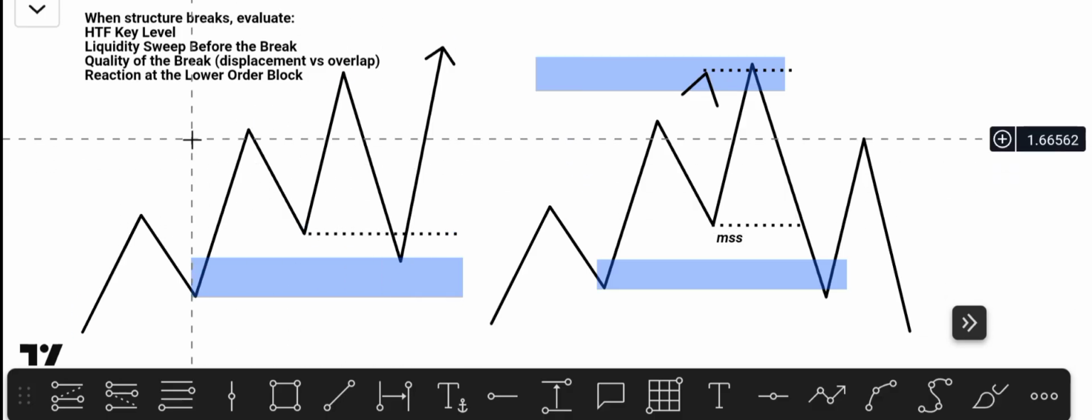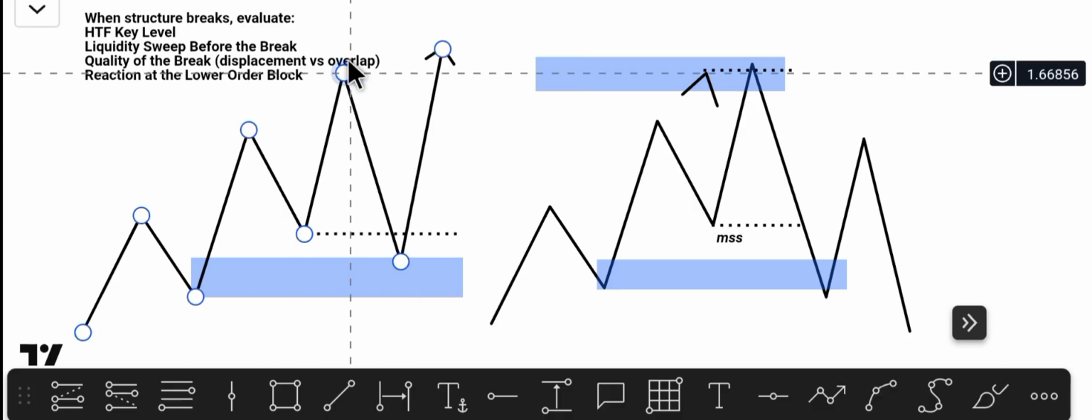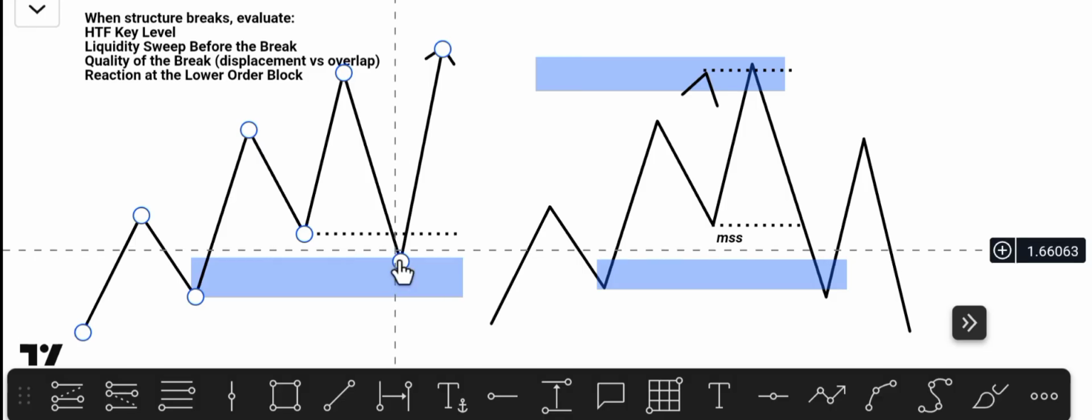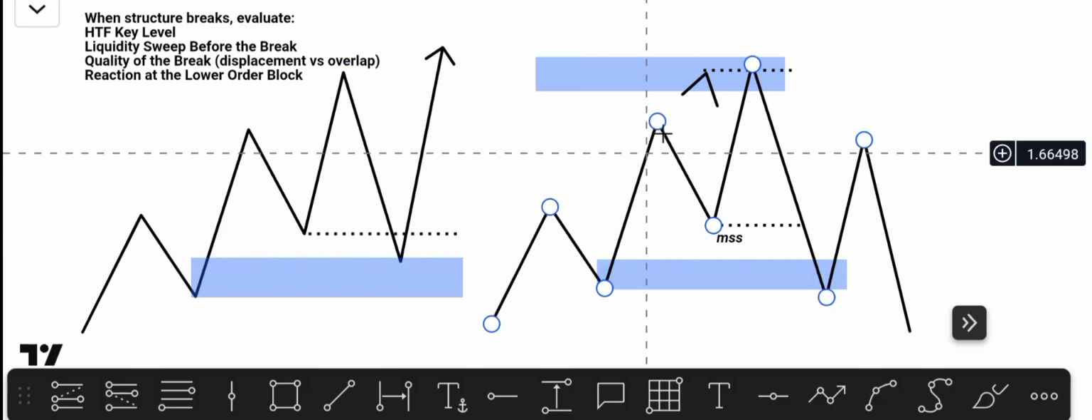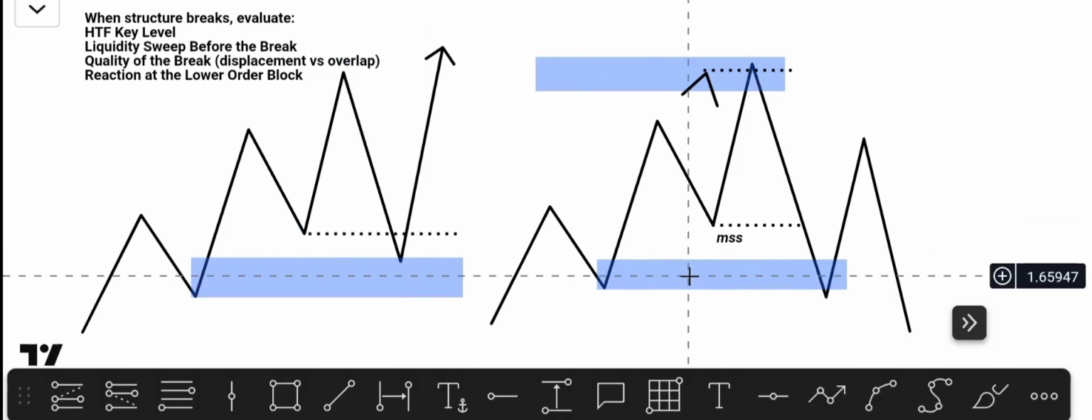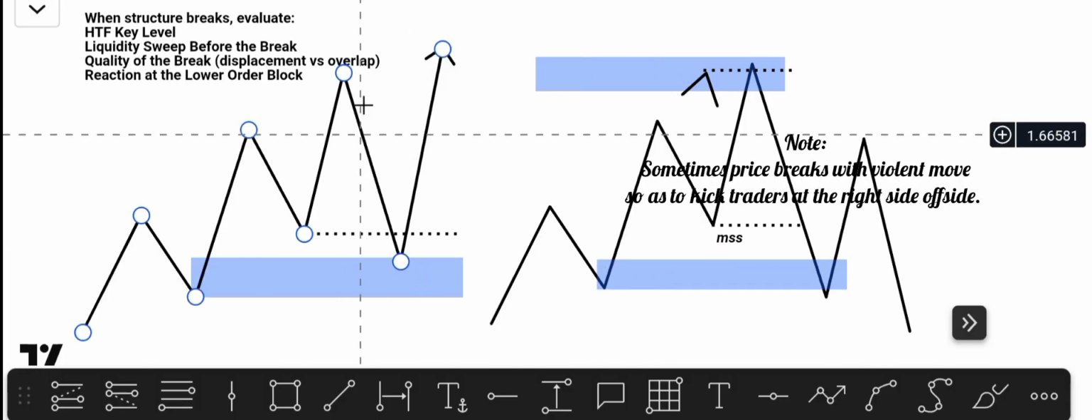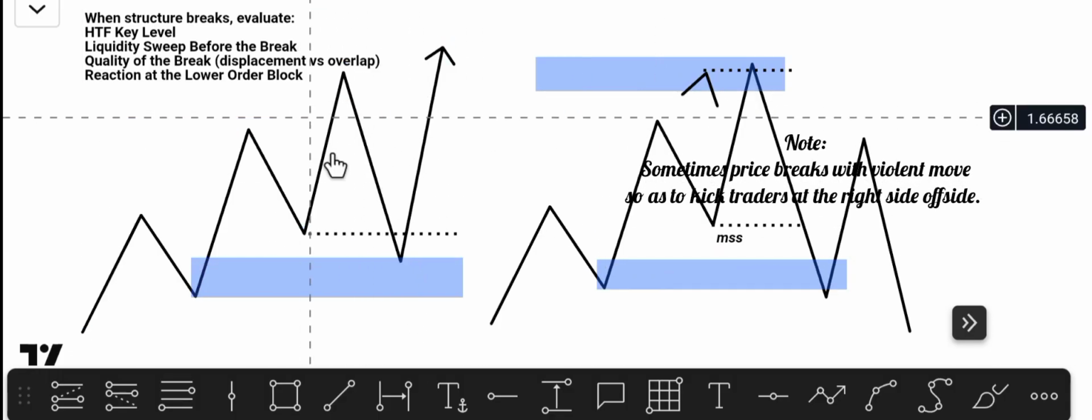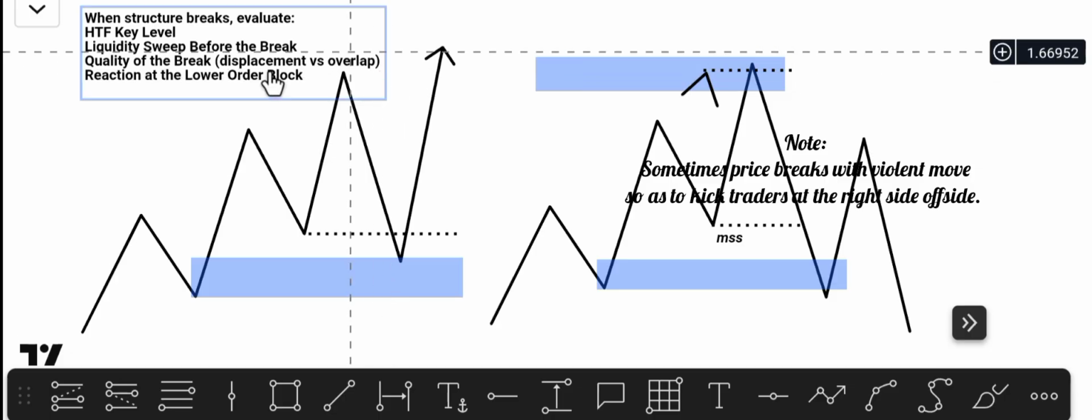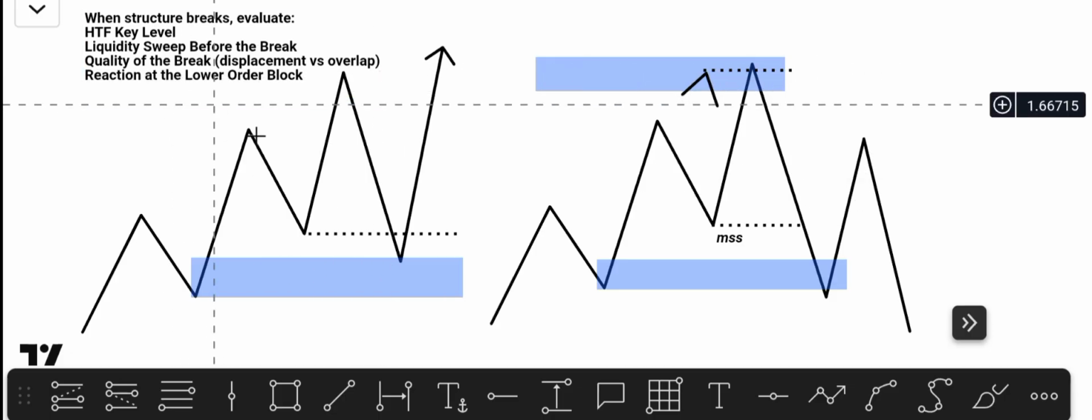Third, you want to look at the quality of the break. Is it with a displacement or just slow price action? If it's with a displacement, it's more likely going to be a change of character, a market structure shift. But if it's with slow price action, it's more likely going to be an inducement for price to trade to the upside. Then finally, you want to look at the reaction at the lower order block.